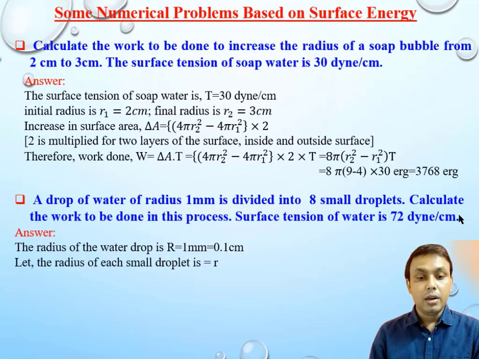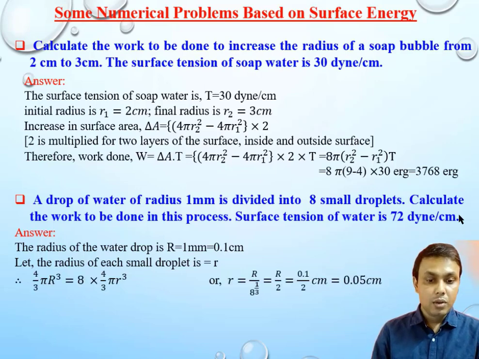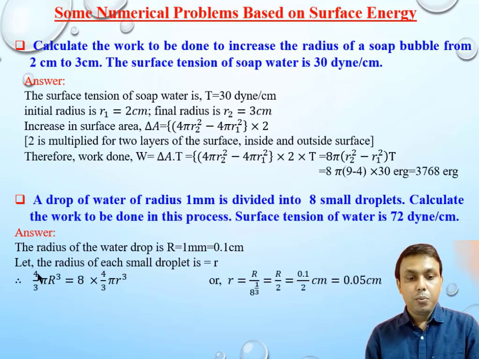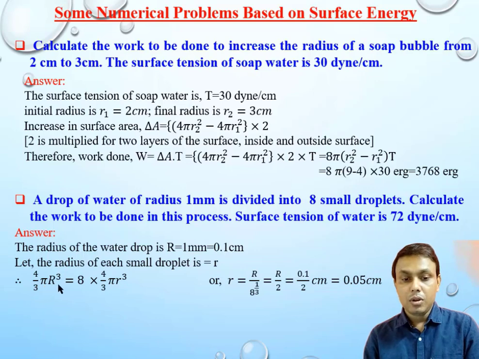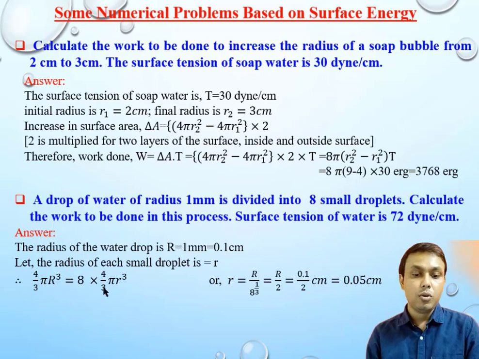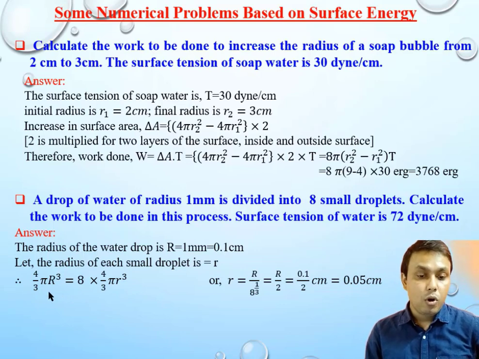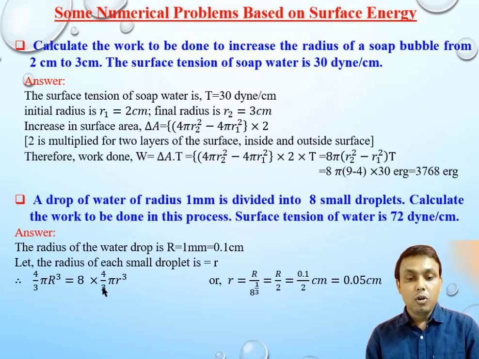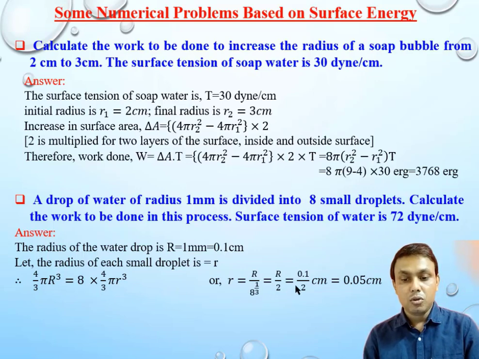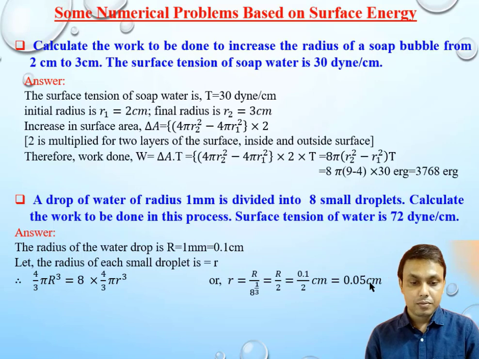Let the radius of each small droplet be small r. Therefore, 4 by 3 pi capital R cube must be equal to 8 into 4 by 3 pi small r cube. That means the volume of the large drop will be equal to the total volume of the small droplets. So from this calculation, we can easily calculate the value of this small r. It will be 0.05 centimeter.